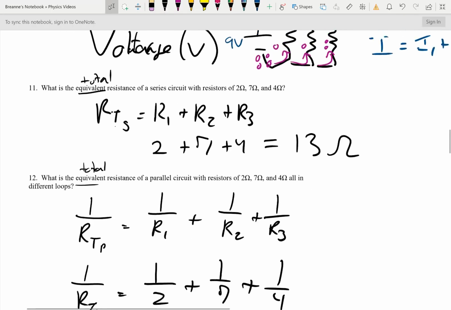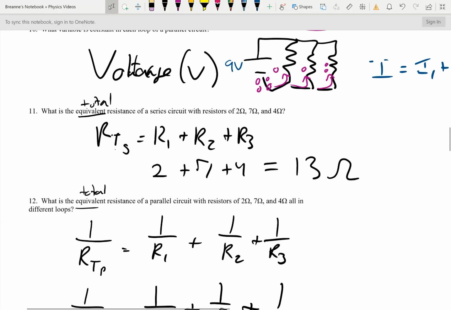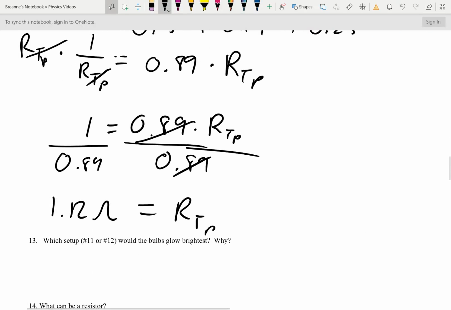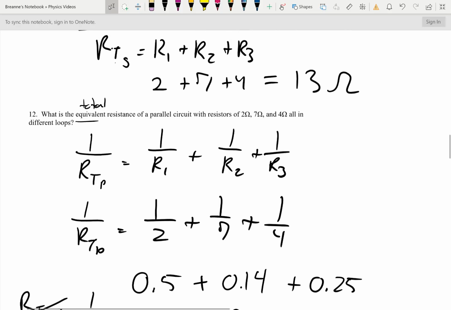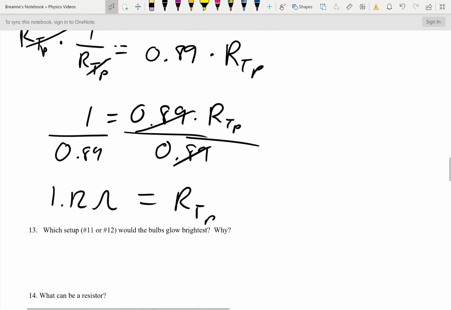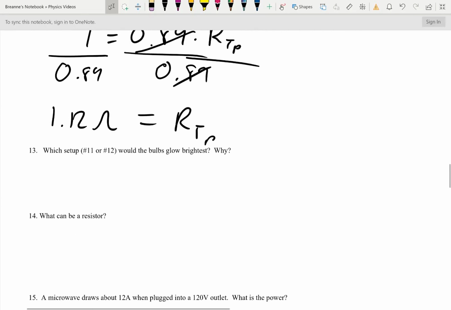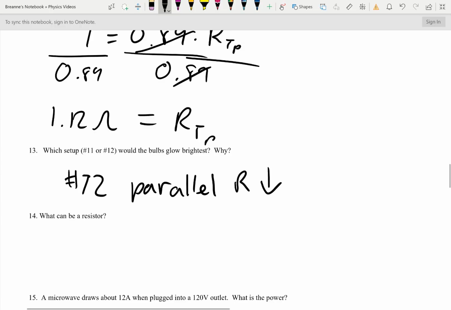Now another trick to think about: for your series circuit, your resistance is going to be bigger than all your other resistors. For a parallel circuit, your resistance should be smaller than all your other resistors. So think about that. Which setup, 11 or 12, would the light bulb be brighter? It'll be brighter in number 12, so in your parallel. And the reason is the resistance is lower, so the R is lower. It's a better made circuit.